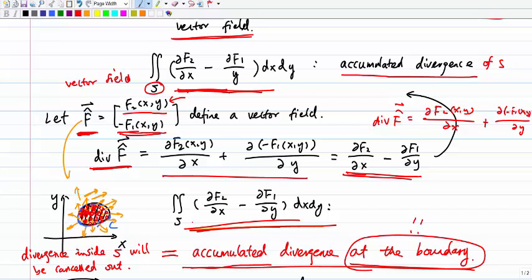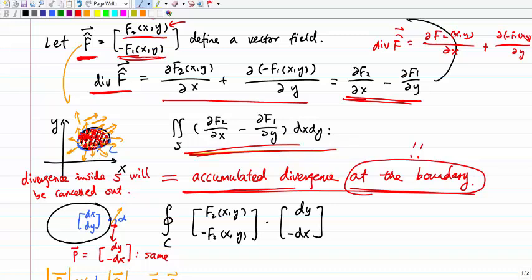Because this property shows that the accumulated divergence of S in the region is the same as the accumulated divergence only at the boundary. Okay, so that's the physical meaning. Let's go to the next step. So what is the accumulated divergence at the boundary?